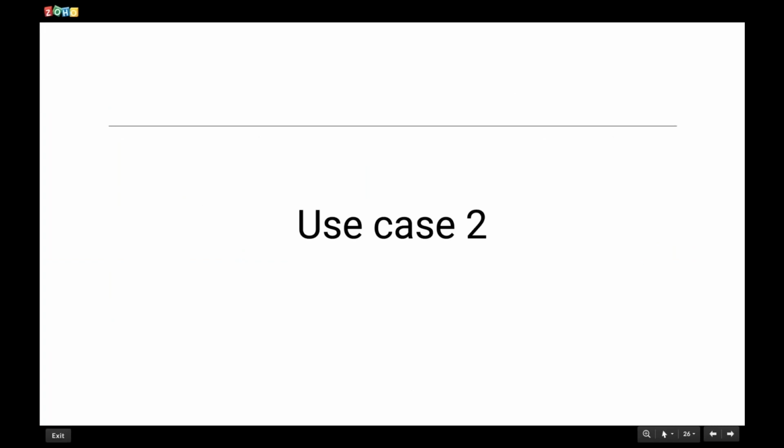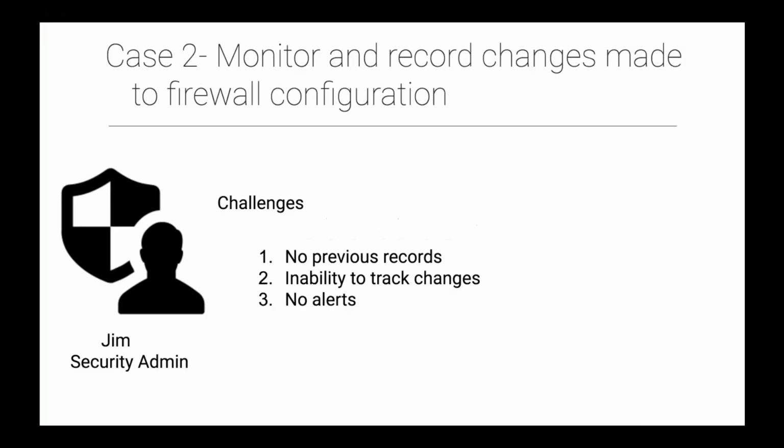Now that Jim has reviewed all the rules and made necessary changes in his firewall to improve the performance of the rules, let us look at the second task he has been assigned, that is to monitor and record changes made to the firewall configuration. Why do you need to do this? First, one of the employees in Jim's team left the company, and it is suspected that he did some damage to the firewall configuration. But this has gone unnoticed, and they have not been able to identify the exact specifics of the changes made.